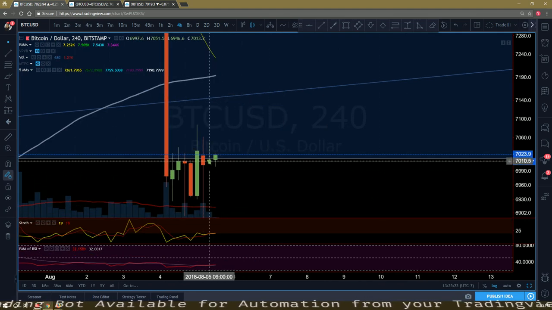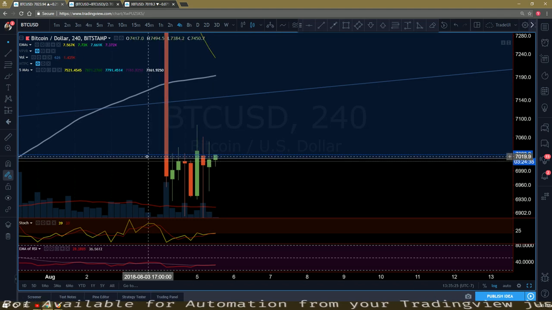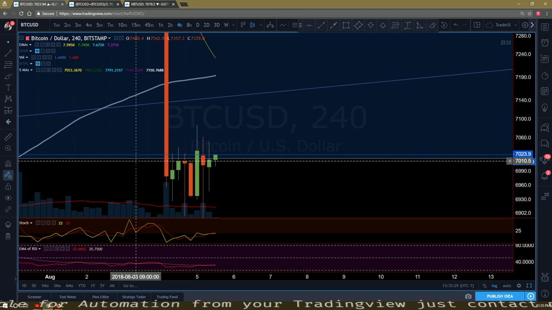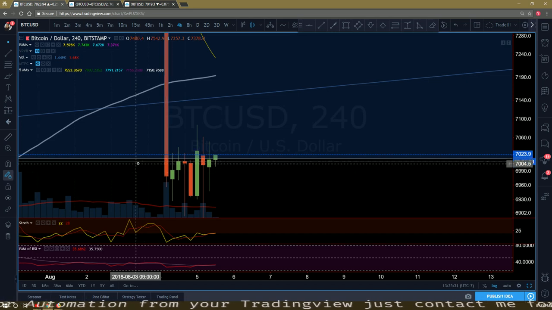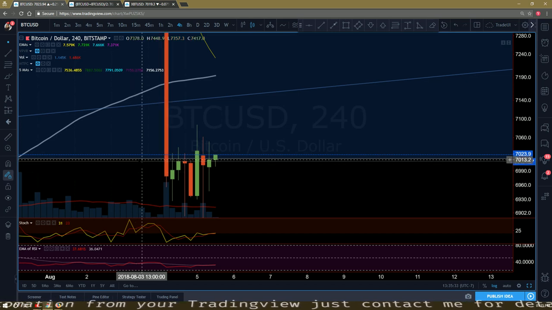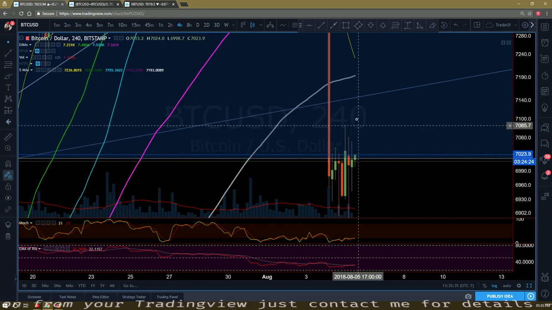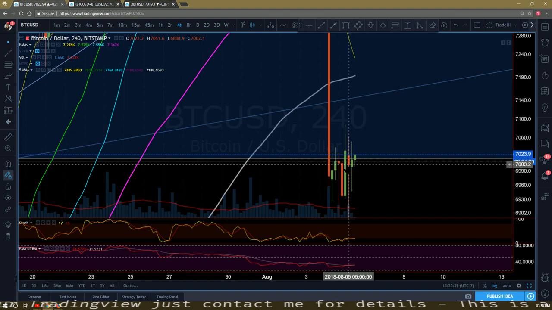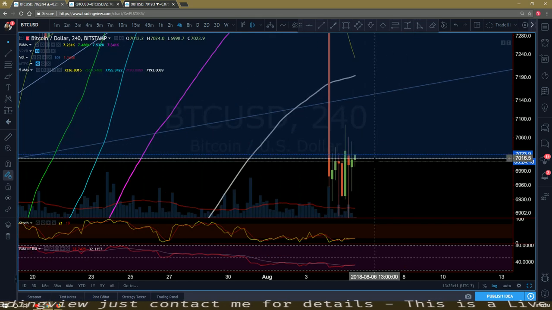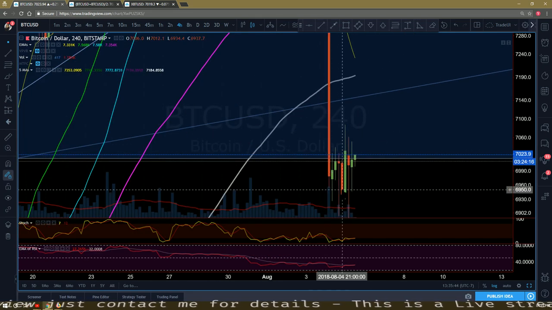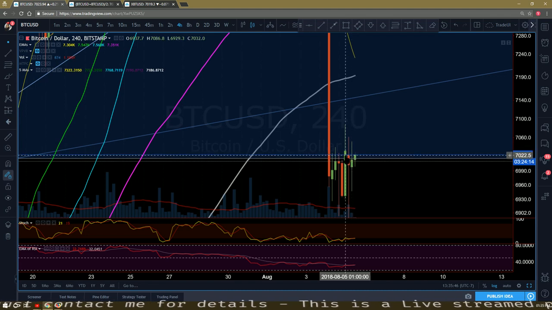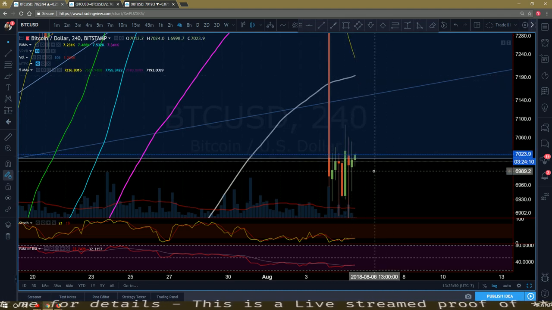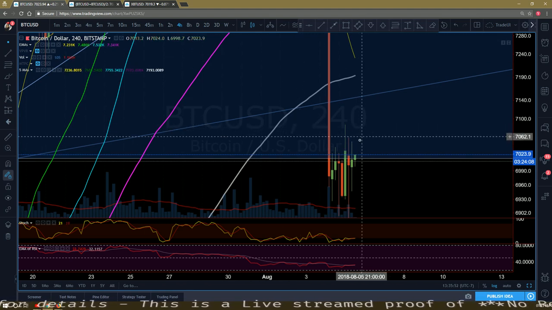I could be wrong, because this thing is a little tricky. This is not exact science. We could have closed above where we needed to, which is the signal to go higher. It's tricky right here, but since we're hovering at the top of this level, not down here, I know for sure we're going higher.